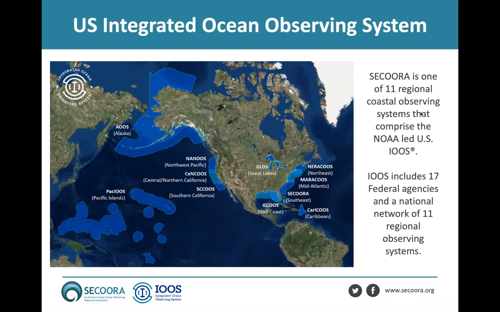Today I'm going to begin with an overview of SECOORA. SECOORA is one of 11 regions that make up the NOAA-led U.S. Integrated Ocean Observing System. IOOS is essentially the weather service for the coastal oceans and Great Lakes, providing the ability to see what is happening both above and below the surface and making that information readily available. SECOORA's region covers the coast of North Carolina, South Carolina, Georgia, and Florida.